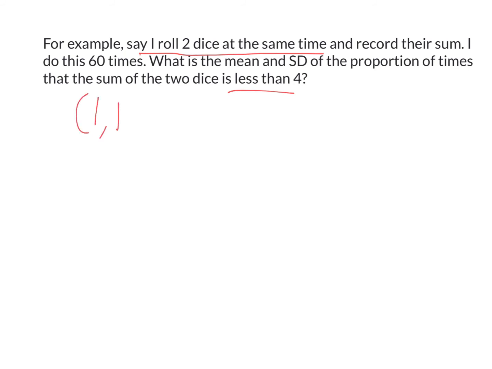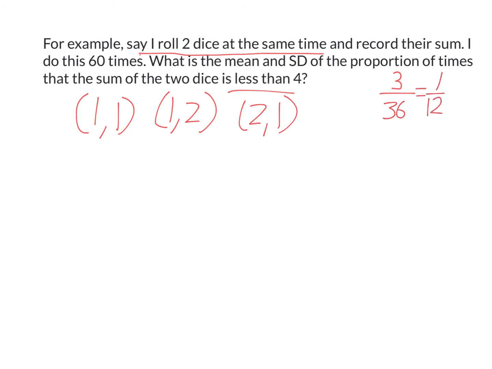Well, I could get a 1 on both rolls, I could get a 1 on the first and a 2 on the second, or the opposite, a 2 on the first and a 1 on the second. There are 3 ways that this can occur. The total number of outcomes: there are 6 outcomes for the first roll and 6 for the second roll, so the total is 6 times 6, which is 36. So 1 over 12 is the true proportion of times that this will happen. If you roll 2 dice at the same time over and over again, an infinite number of times, 1/12 of the time you will get a sum less than 4.